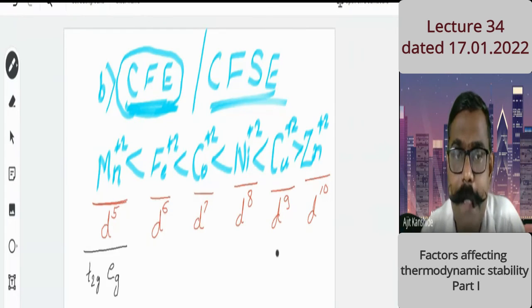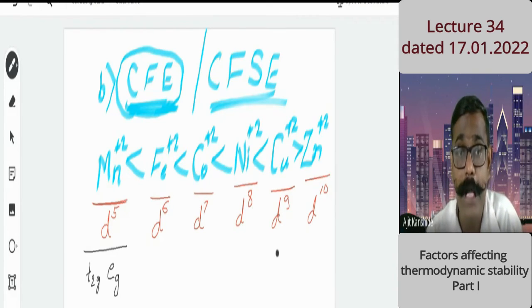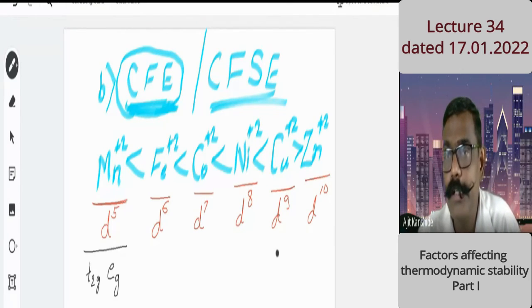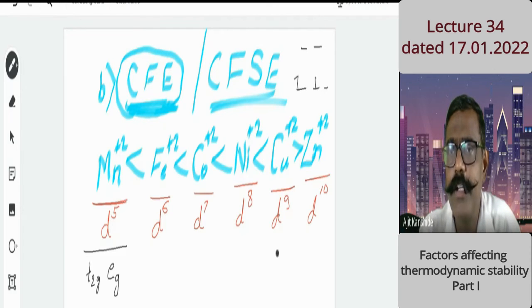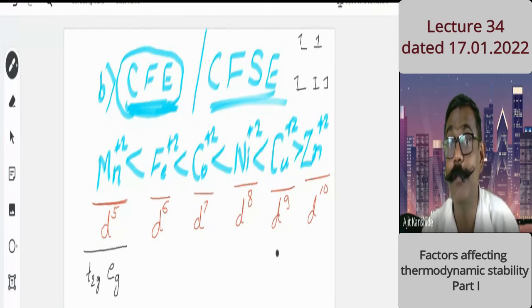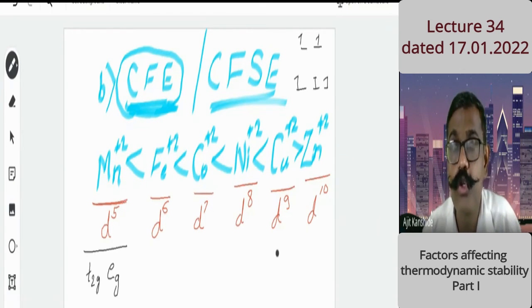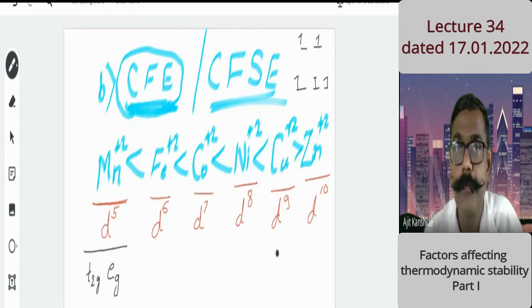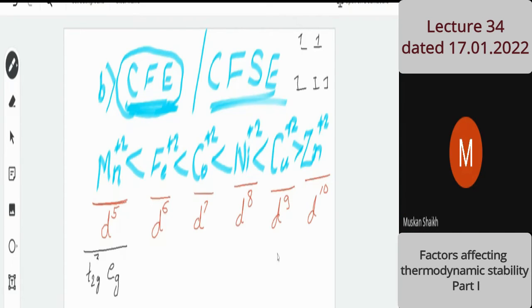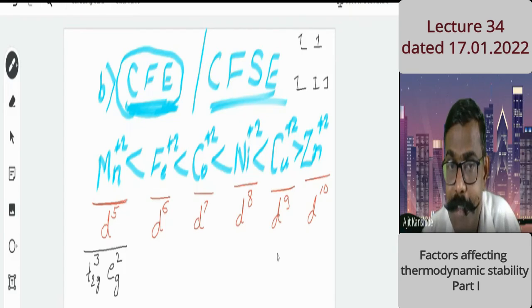If 5 electrons are there, how will you arrange those electrons? While discussing CFSE, I told you that point. Let me see whether you know it or not. See t2g and eg. If I represent 3 orbitals here as t2g and here eg, then the first electron will be in t2g, second in t2g, third in t2g, fourth in eg, fifth in eg, because the gap, delta o, is less than the pairing energy. So what electronic configuration for d5? t2g3 eg2.